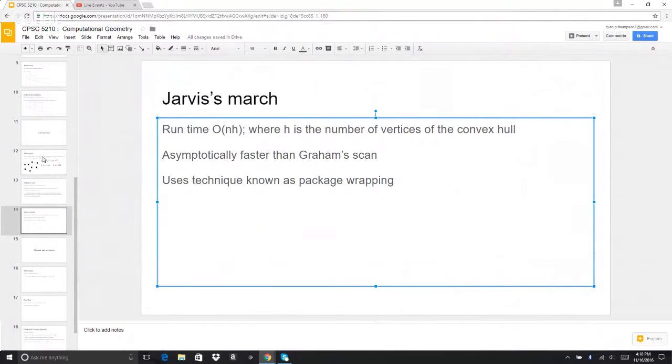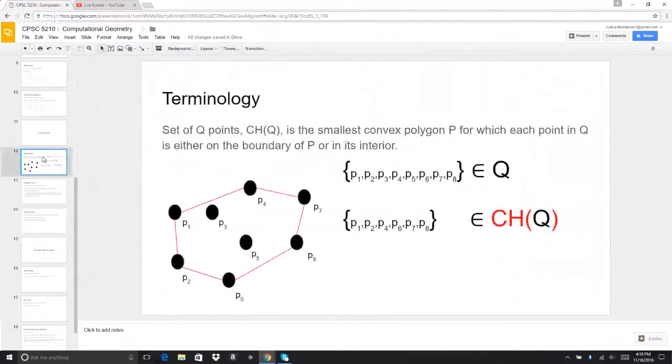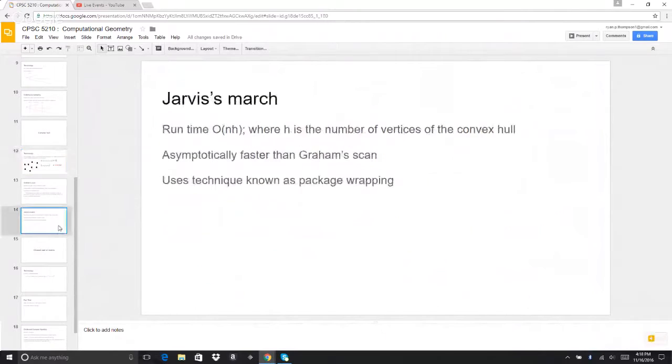So while Graham's scan evaluated which angle gave you a cross product sign and which angle did not, Jarvis-March does not have that limitation. And as a result, you can speed up the computation because you're minimizing the number of intersections.